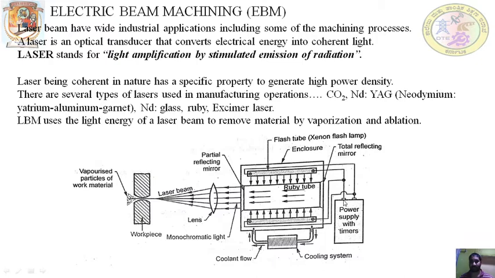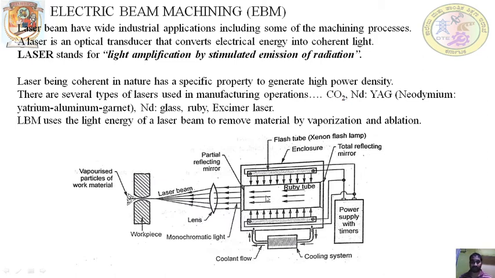When the power supply is given to the flash tube, it generates monochromatic light with a high intensity for a small period of time. This monochromatic light is focused towards the ruby crystal on both sides. The ruby crystal is energized by the xenon flash lamp, and it generates the laser light.